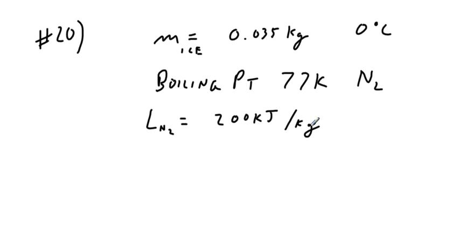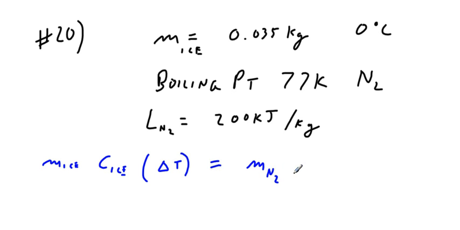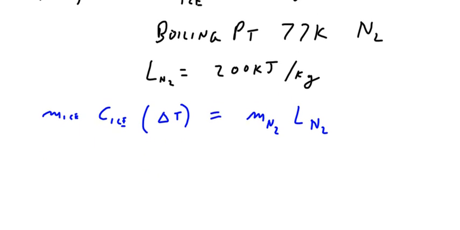Okay, so that means I've got some mass of the ice, and if I take the mass of the ice times the specific heat of the ice times the delta T that the ice undergoes, then I should have some mass of the nitrogen being evaporated away times the latent heat of the nitrogen. So that's the equation that I'm solving.